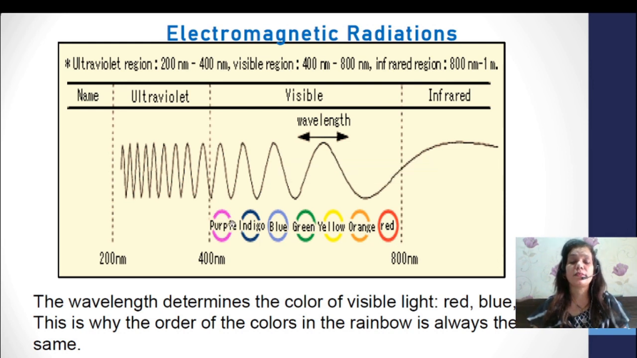Now we'll see over here the sequence of the colors: purple, indigo, blue, green, yellow, orange, red. Can you see this sequence? Have you seen such a sequence in nature? Yes. Rainbow has a similar order of color. This is possible due to wavelength.